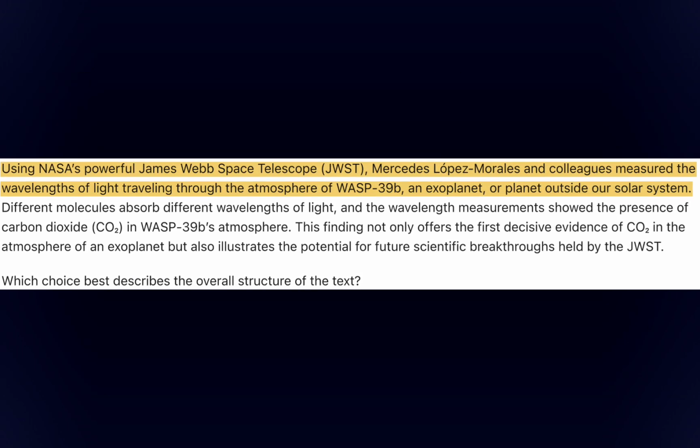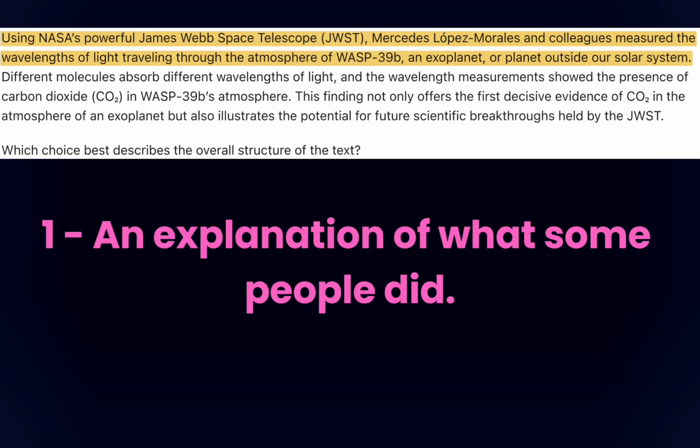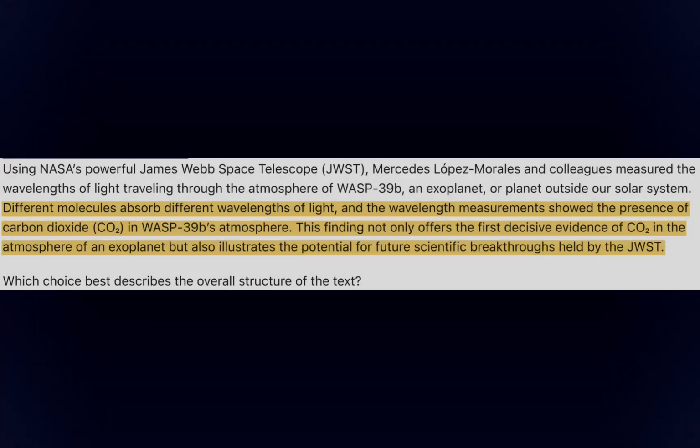Using NASA's powerful James Webb Space Telescope, Mercedes Lopez Morales and colleagues measured the wavelengths of light traveling through the atmosphere of WASP 39b, an exoplanet, or planet outside our solar system. On the scrap paper I'm given on the test, I write that this is an explanation of what these people did. Then I read the next sentence.